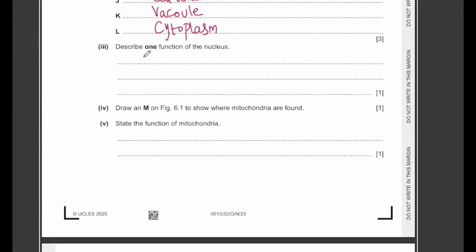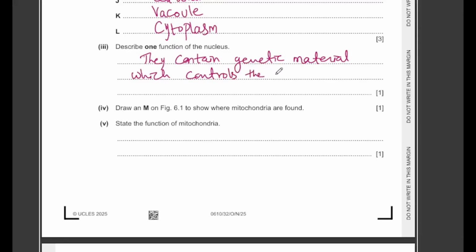Okay, so function is they contain genetic material, right? What genetic material are we talking about? Chromosome, DNA, RNA. Okay, they contain genetic material which controls the cell activities.